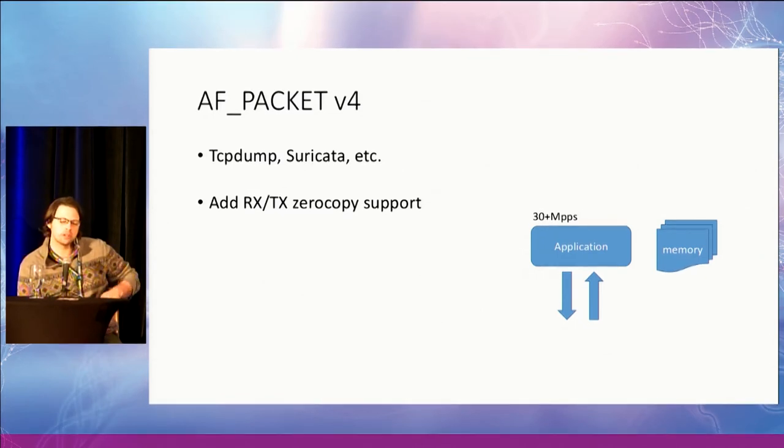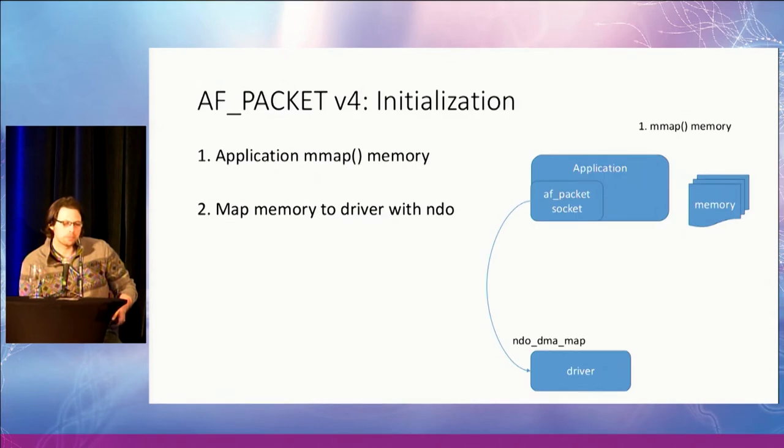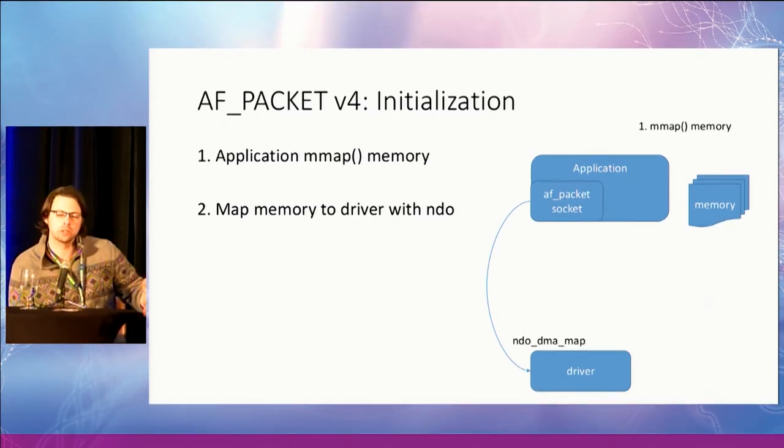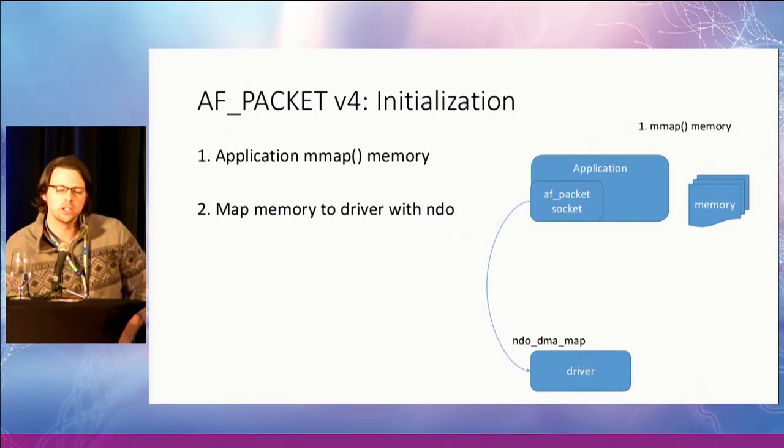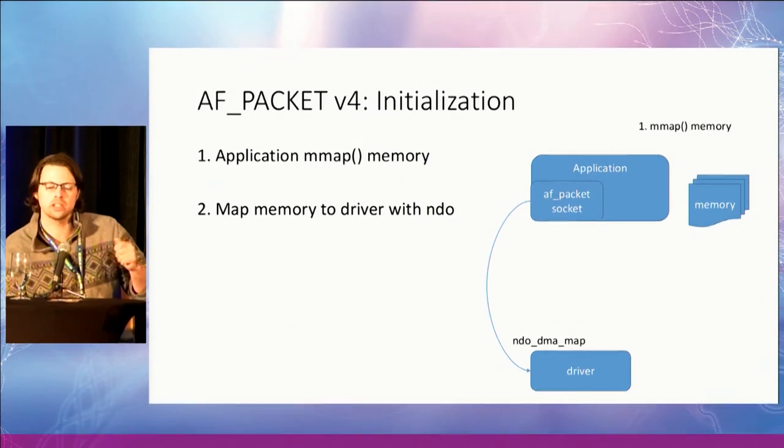Starting from that premise, we have the idea that we would like to also support zero copy RX in these other applications as well. So how are we looking at doing that? First, we have an application that sits at the top there. It has an AF packet socket that it creates, and it has some memory. If we can memory map that block of memory and pin it, or alternatively request memory from the kernel itself, we can then pass the pages into the driver.